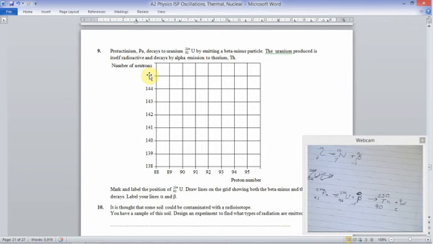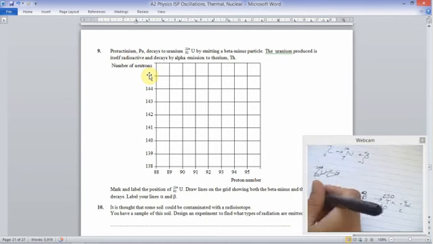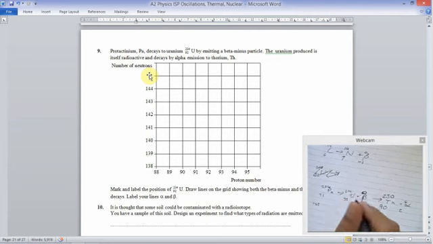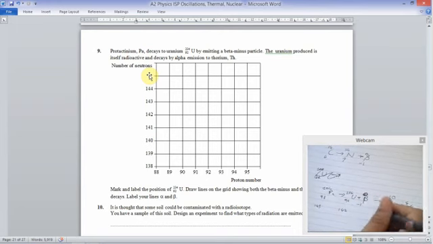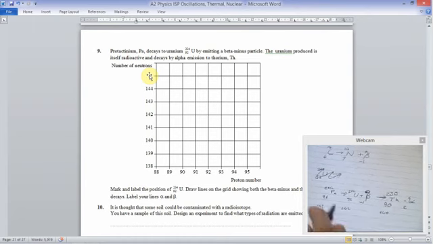Okay. So that one has 143 neutrons. There's 142 neutrons. That has 140 neutrons. Okay, so now you know how many neutrons they have, you can plot the points.